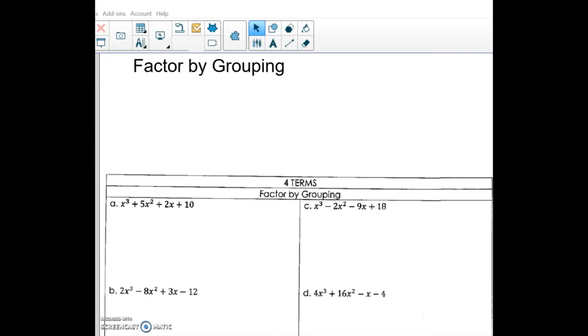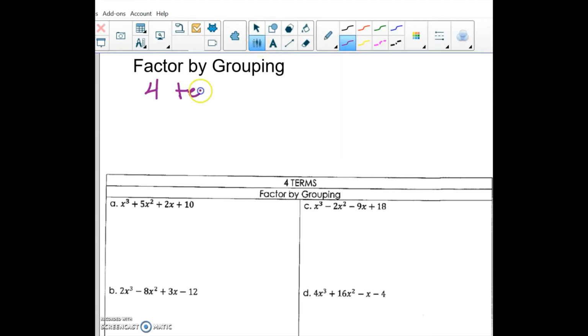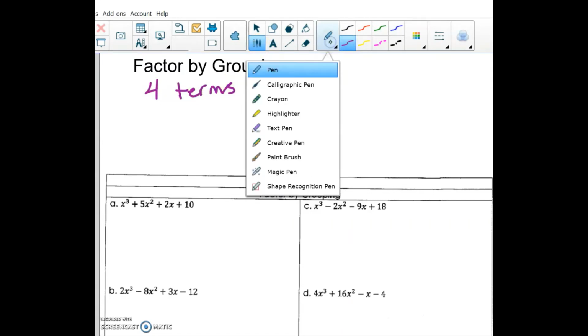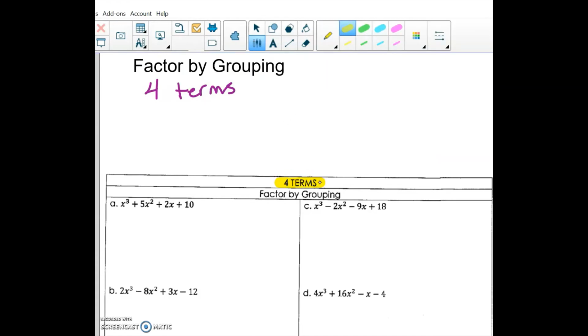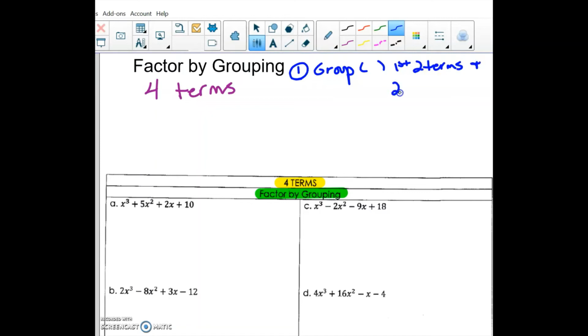The final way we're going to learn how to factor is called factor by grouping. And factor by grouping works for 4 terms. So that is the last section, okay? It's called factor by grouping. So what we're going to do, there's a few steps here that I want you to write down. Number 1, you're going to group using parentheses the first two terms and the second two terms.